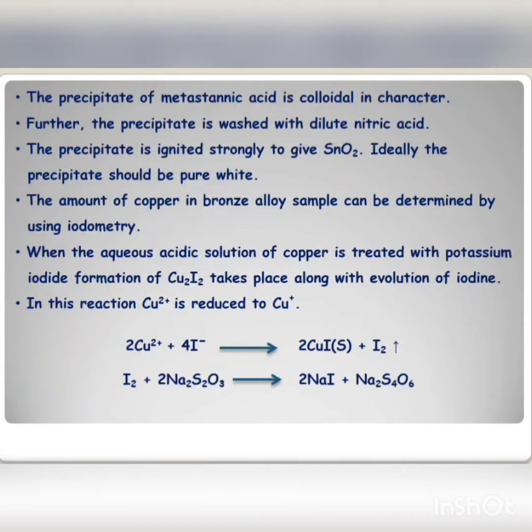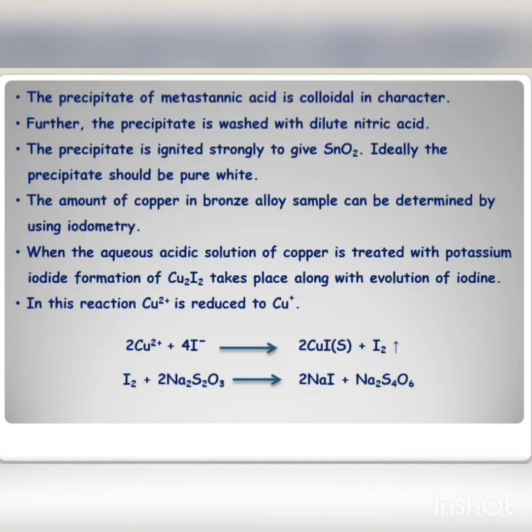Now the copper we can determine by using a volumetric method. Just now I told you it can be determined by the iodometric method. Here I have given the reactions for the iodometric estimation of copper, and it can be determined by using this iodometric method.